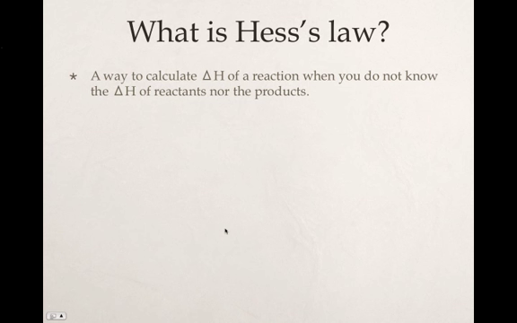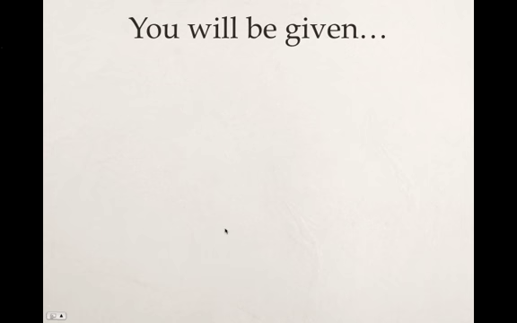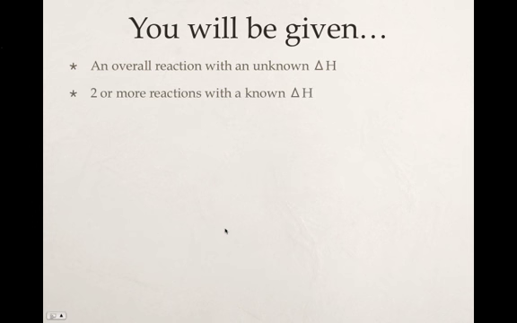It's a way to calculate the delta H of a reaction when you do not know the delta H of the reactants nor the products. You can use the heat of a reaction from other reactions that you know the delta H of to calculate the equation with an unknown delta H. In a Hess's Law problem, you will be given the following: an overall reaction with an unknown delta H, and two or more reactions with a known delta H.